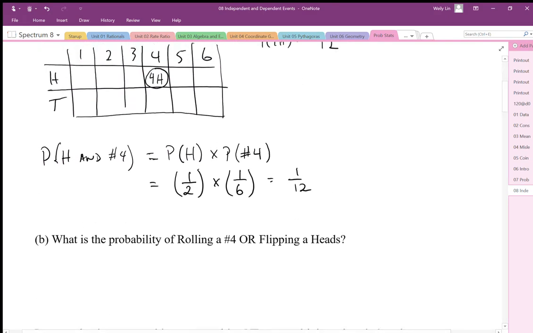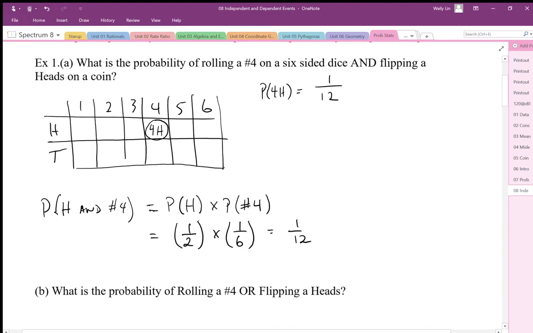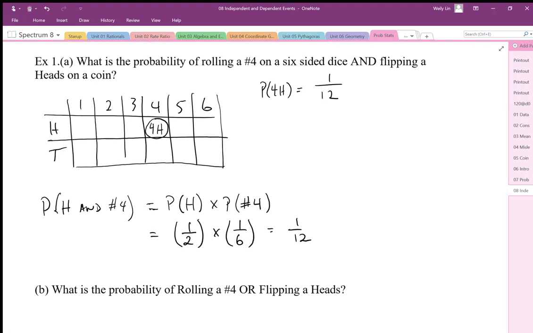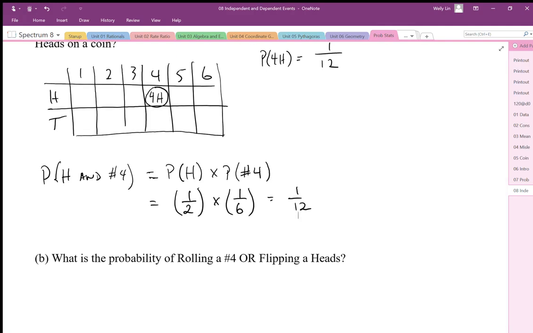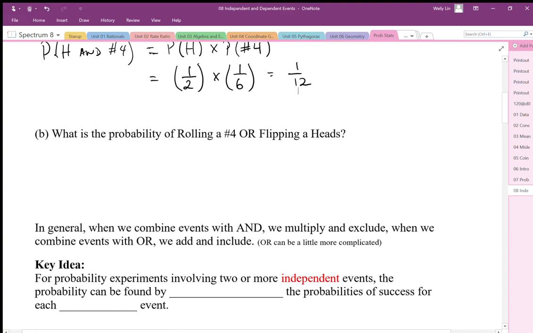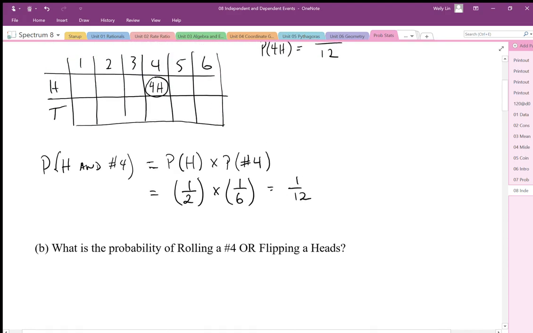So we want to contrast this idea with a situation where this doesn't quite work, by multiplying probabilities, and where we should see that the sample space is always going to be our most reliable way of doing it. So what's the probability of rolling a number 4 or flipping a heads? Now, I can actually still use my same sample space.